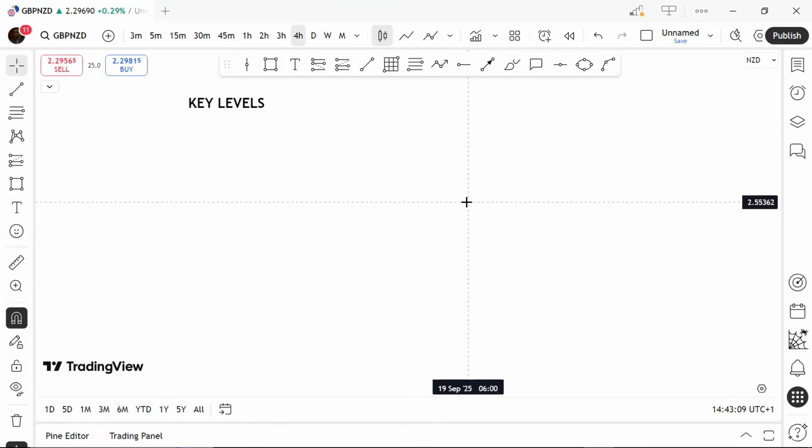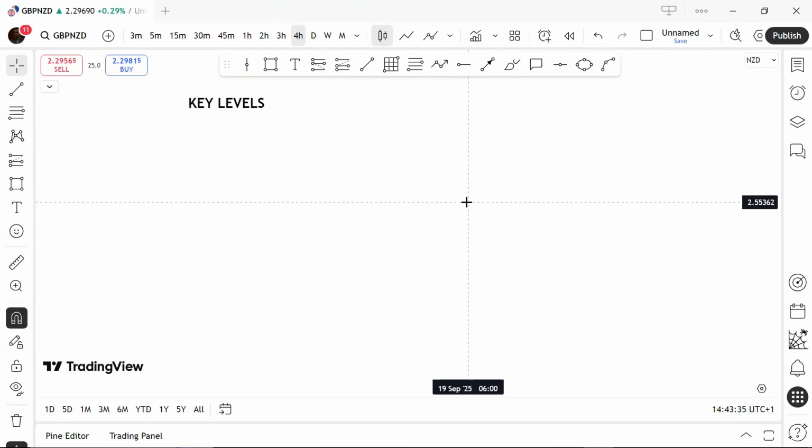So first of all, what are key levels? Key levels are specific levels in the market where we expect buys or sells. These buys or sells can be in the form of reversal or continuation, depending on what the structure is showing us. Basically, we have three types of key levels: the A-shaped key level, the V-shaped key level, and the open close key level.